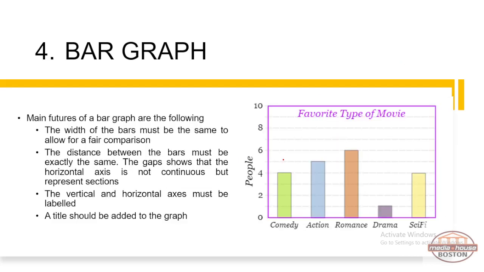And then the bar graph. A bar graph has main features. For each and every bar represented, the width of each bar has to be the same, from this point to this point. One doesn't have to be thicker than the other, meaning that all bars have to have the same width in terms of size.